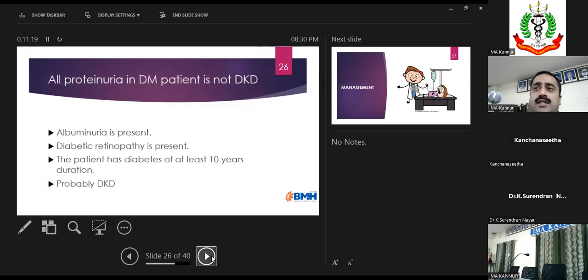And last but not the least, whenever you see a patient with proteinuria and he's a diabetic patient, don't think that is all diabetic nephropathy. No, a diabetic nephropathy patient can have proteinuria due to various other reasons. They can also have diseases like multiple myeloma, or they are having other glomerulopathies, which also present as proteinuria. So all proteinuria in a diabetic patient may not be diabetic nephropathy. So always keep in mind the possibility of a differential diagnosis when you see a patient with proteinuria in diabetic settings.